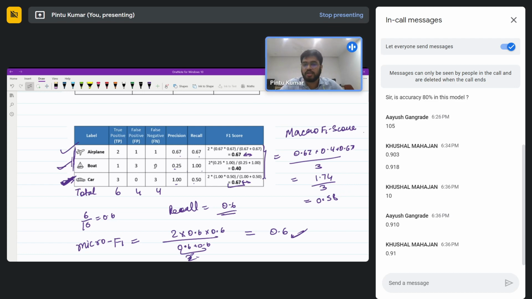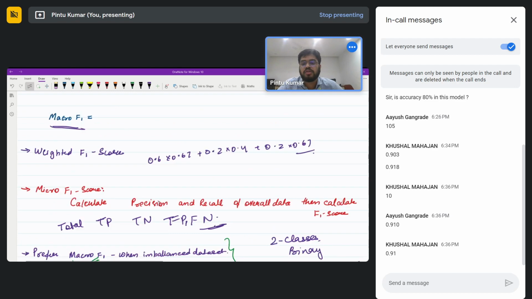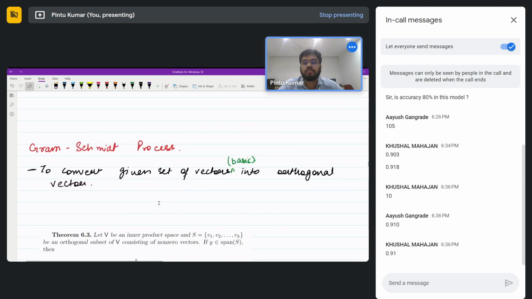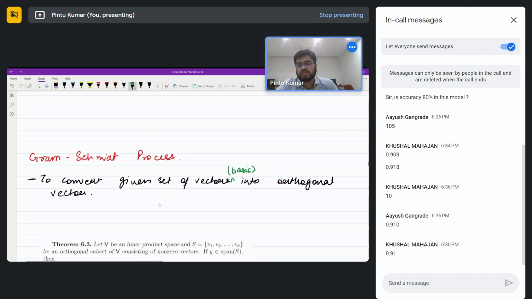So if nobody has anything to ask, then I'll go to something known as the Gram-Schmidt orthogonalization process. Orthogonalization is the important word here.